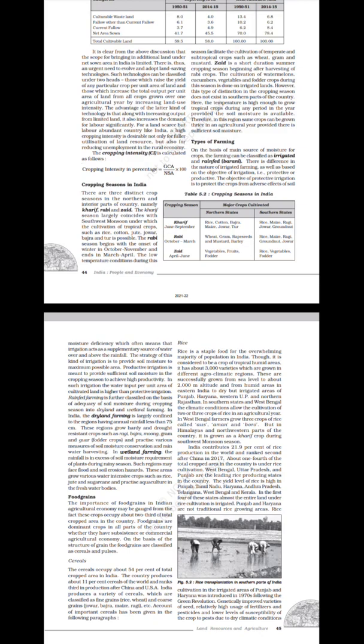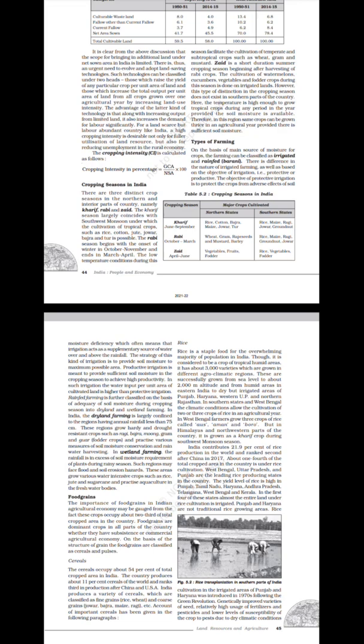Take a look at Table 5.2, cropping seasons in India. Cropping season, major crops cultivated, northern states, southern states. Kharif, June to September: rice, cotton, bajra, maize, jowar, tur. Rice, maize, ragi, jowar, groundnut.